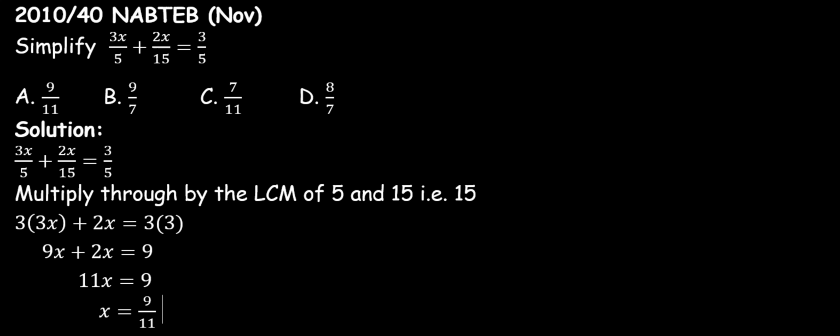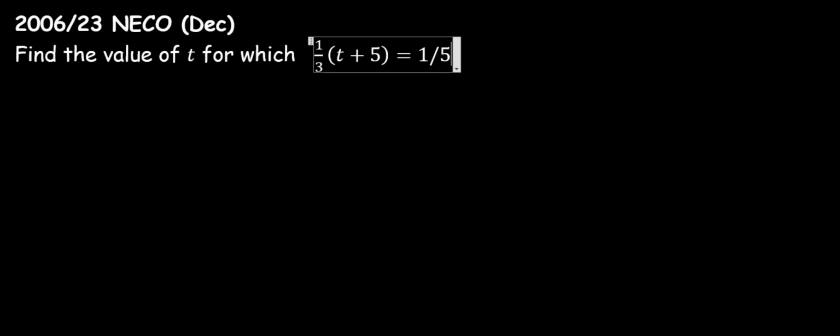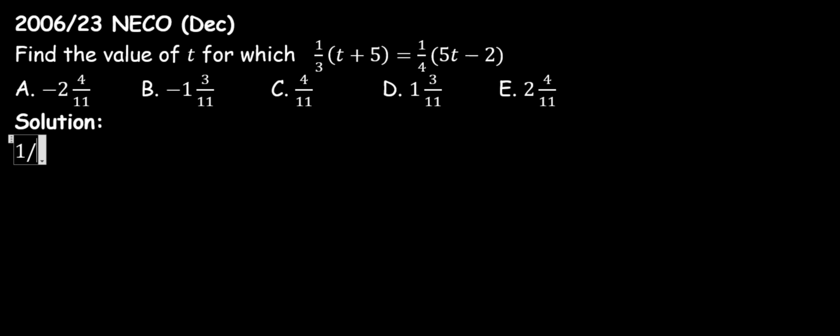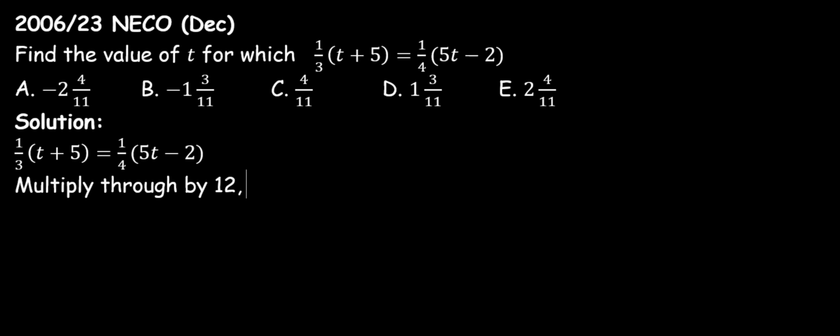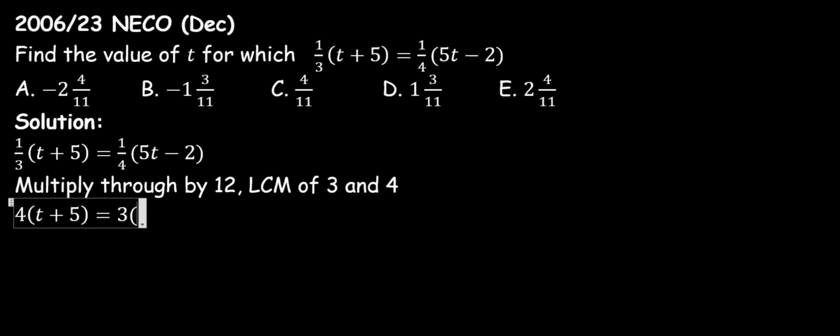We take another example. Find the value of t for which 1 over 3 of t plus 5 is equal to 1 over 4 of 5t minus 2. The options are given. Solution. First, we write out our problem, which is 1 over 3 into bracket open t plus 5 bracket close equals 1 over 4 into bracket open 5t minus 2 bracket close. Next, we multiply through by 12, which is the LCM of 3 and 4 of the denominators.